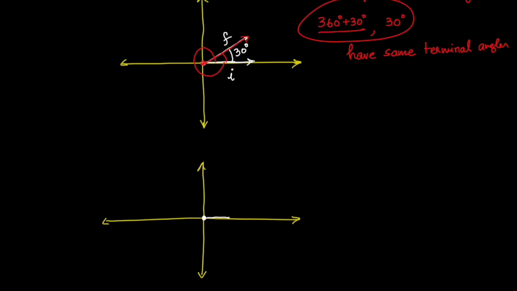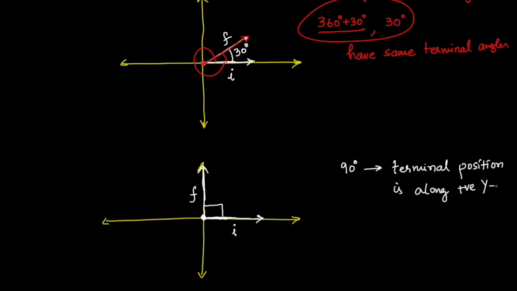Let's take the graph sheet again. We always take the initial position of the ray along the positive x-axis, and when I take plus 90 degrees, anti-clockwise 90 degrees, this would be my terminal position. Right? My final or terminal position would be the positive direction of the y-axis. So I can say for 90 degrees, the terminal position is along the positive y-axis. Next time I will be using this language: 90 degrees represents the positive y-axis.